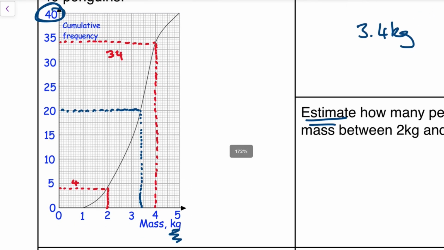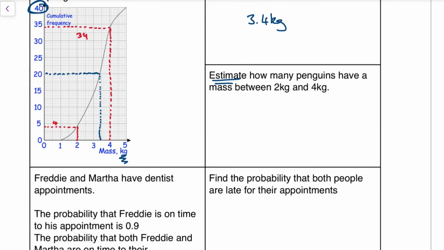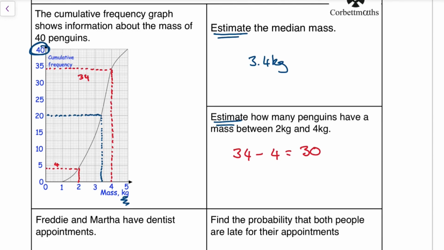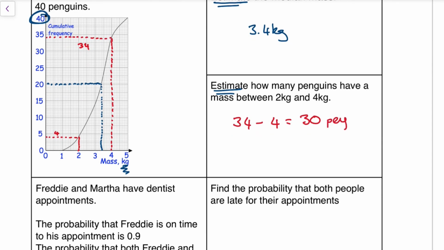Again, this is a question about drawing it neatly, relatively, but more notably getting the right scale. So 34 minus 4 gives me exactly 30. It's not kilograms, it's 30, what am I measuring? Penguins, so 30 penguins. And that's it. Question done.